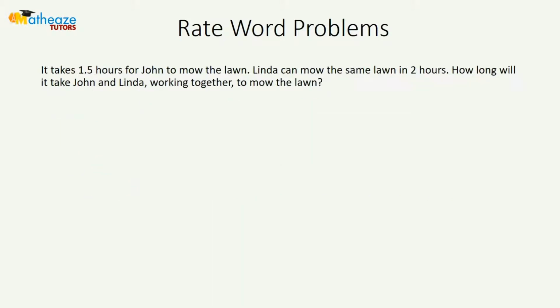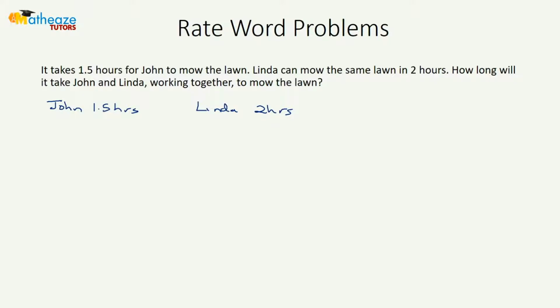So we're going to look at this rate of work problem. It takes 1.5 hours for John to mow the lawn. Linda can mow the same lawn in 2 hours. How long will it take John and Linda working together to mow the same lawn? So for John, it's 1.5 hours for the lawn. For Linda, it's 2 hours. So the first thing we're going to do is, what is John's rate of work?